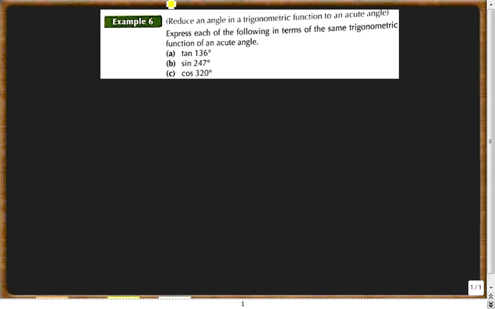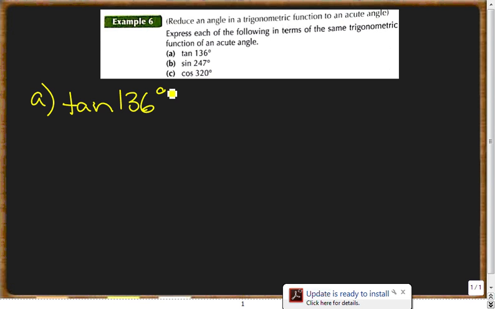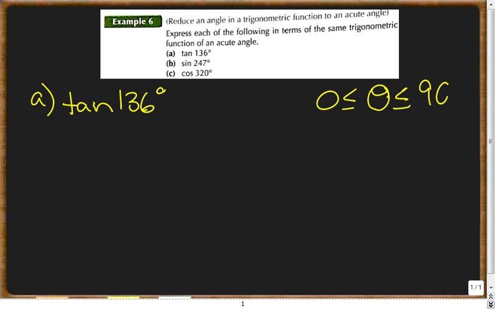Example 6 says express each of the following in terms of the same trigonometric function of an acute angle. So it wants us to use angles between 0 and 90 degrees, or 0 and pi over 2. The first one says the tangent of 136 degrees. We want to ask, how do we relate this to an angle between 0 and 90? That's what we really need to do. At the end of the day, we need our theta to be between 0 and 90 degrees.